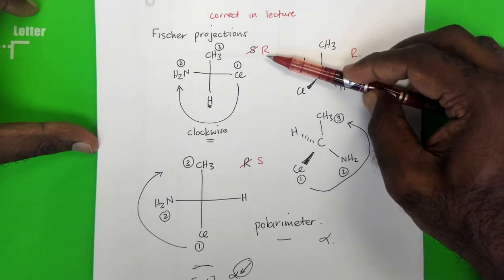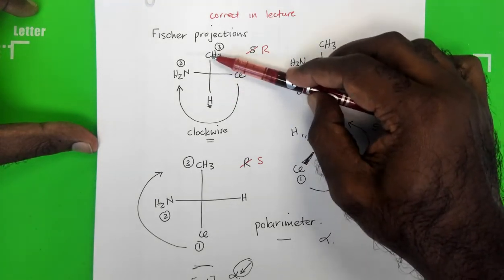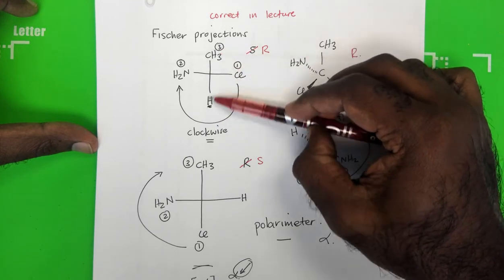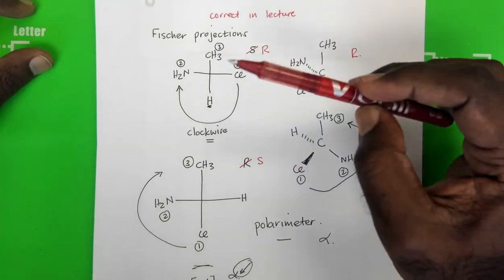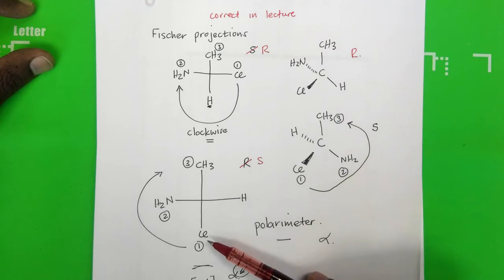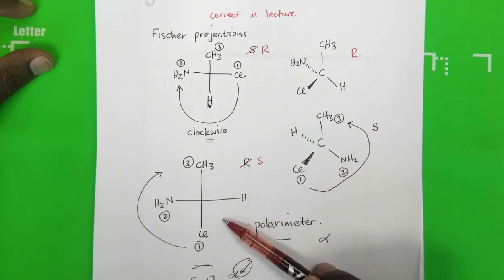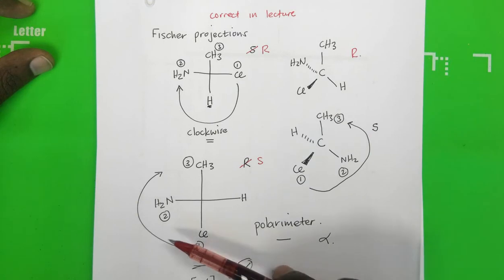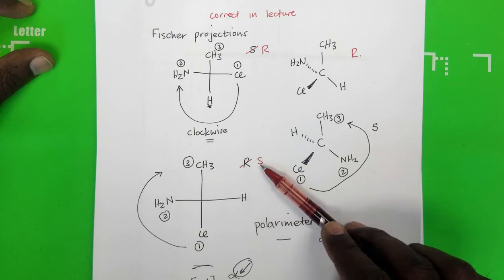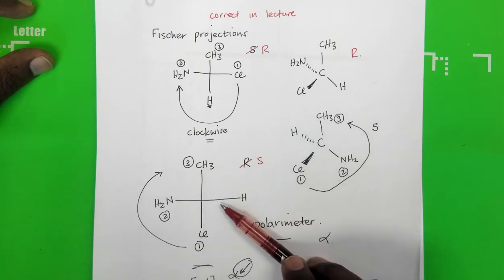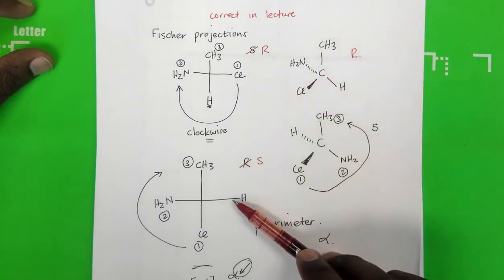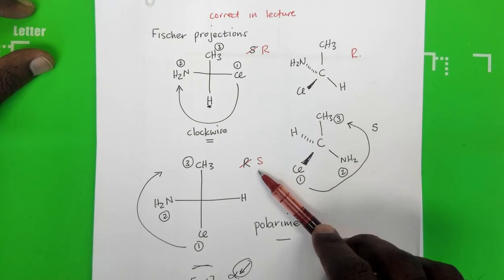Now this can only be done if the hydrogen is pointing in the vertical axis, which means the lowest priority group is in the vertical axis. As soon as I swap two groups around, so let me swap hydrogen and chlorine around, and I do that here, you would see that now if I go from 1 to 2 to 3 in a clockwise direction, I end up with the S isomer. And I know that this is an S isomer because I swapped two groups around from the R isomer, so this must be the other isomer, which is S.